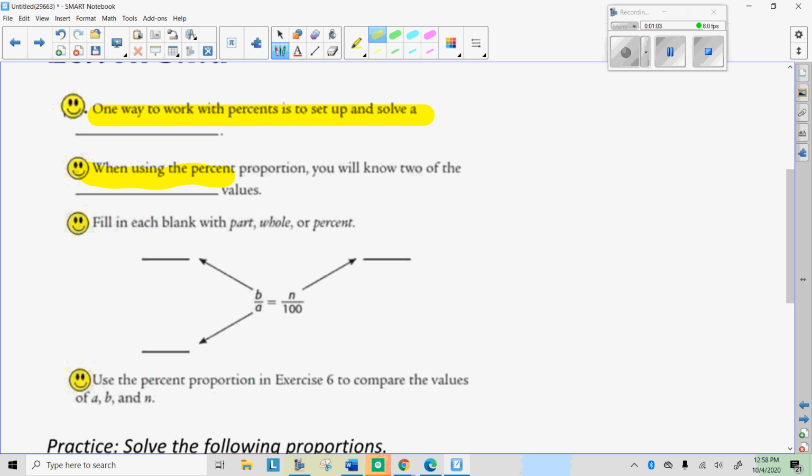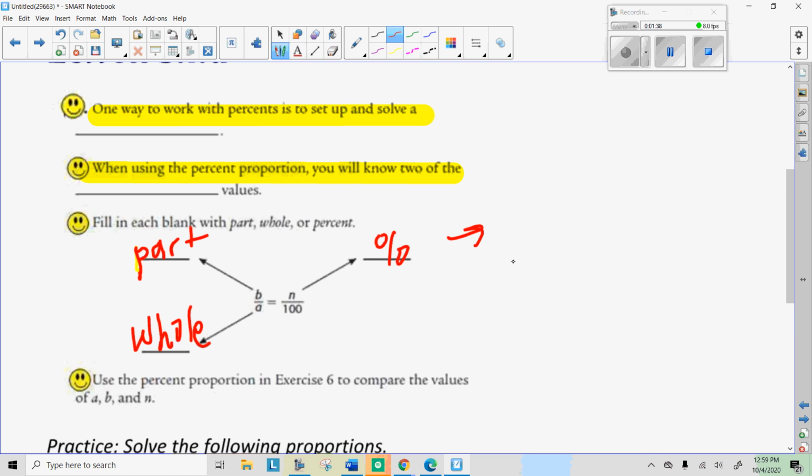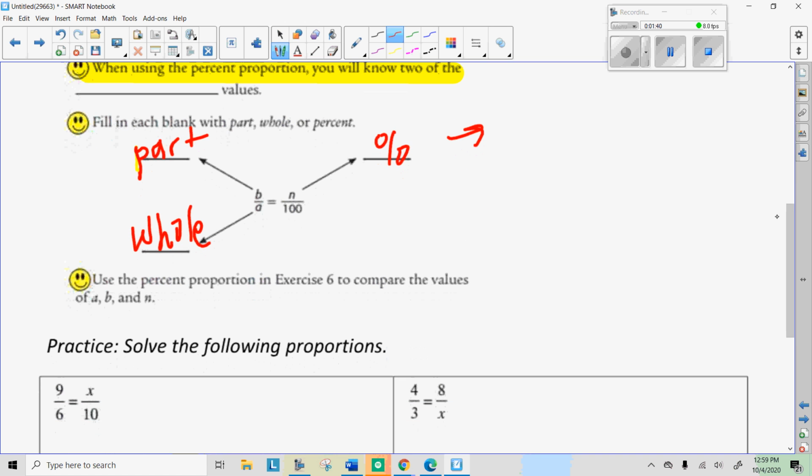When using percent proportions, you will know two of the three values, and we're going to have names for those. So let's talk about that real quick. We're going to say that B is the part. A is the whole. And then the number over 100, you guys probably already know that's the percent. Now, if a problem is asking for a percent, you do not have to put in the percent sign when putting your answers on Google Form. Just letting you know that ahead of time.